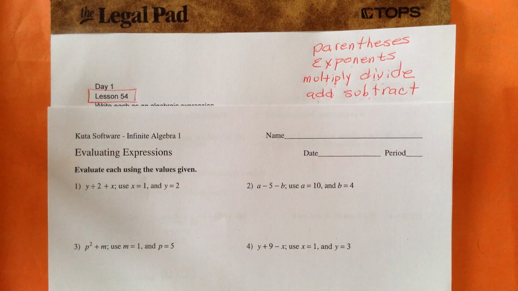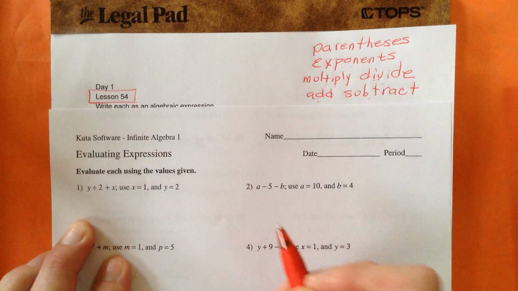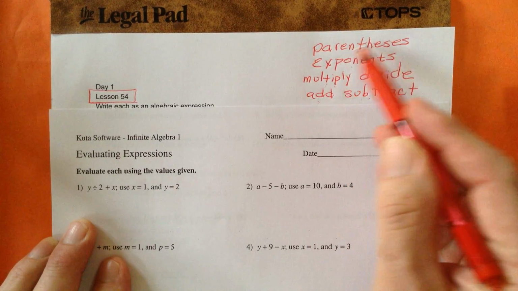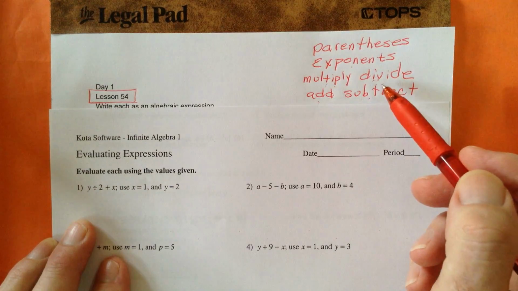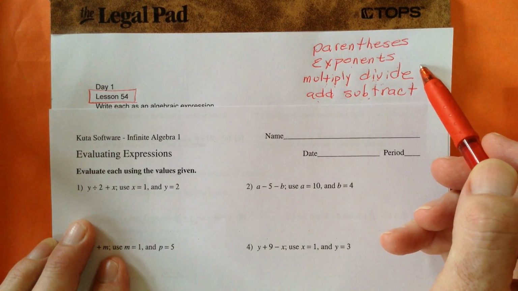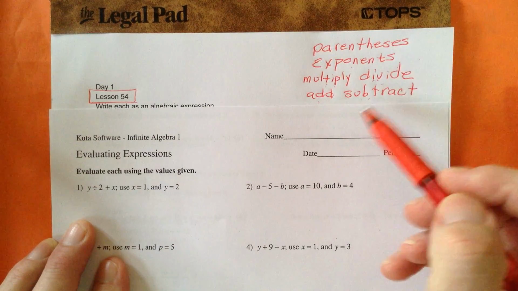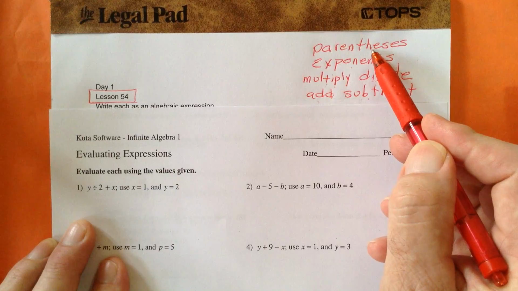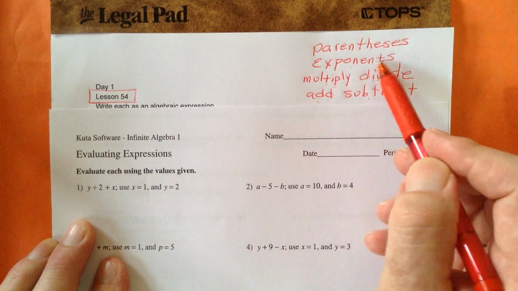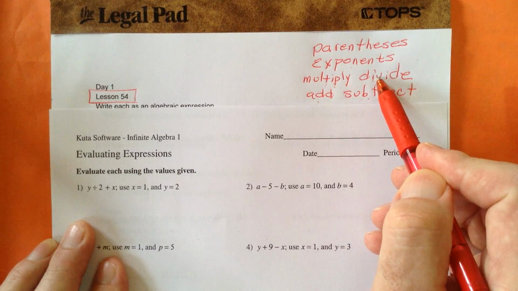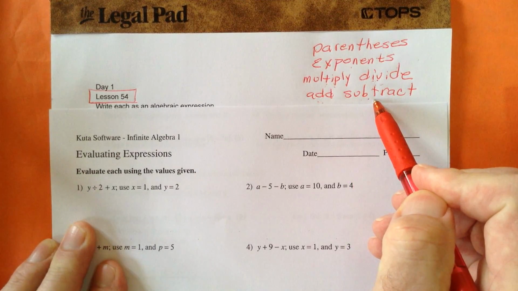Okay, hello GED students. This is the second video for the second part of lesson 54, where you're evaluating expressions. Before we start, a quick review of the concept learned in the first part of the math section: order of operations. Remember, when you have more than one operation, you do the parentheses first, and then any exponents or powers.